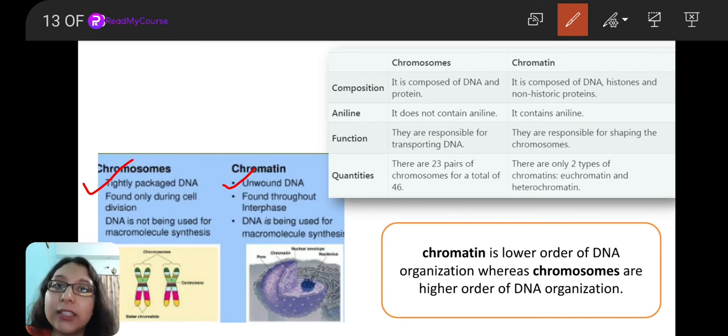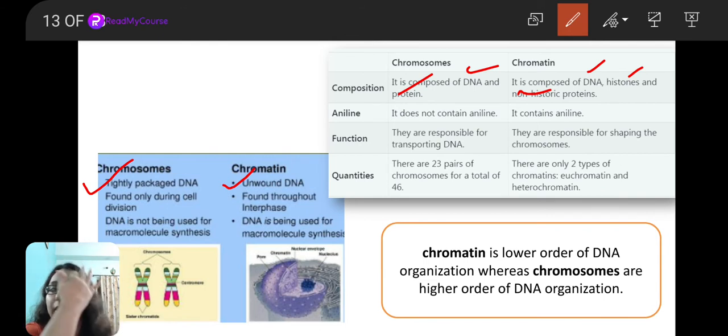Okay. Now what is their composition? Chromatin is basically made up of DNA, it is made up of histones, it is made up of some non-histonic proteins. DNA, histones, non-histonic proteins, that is chromatin. What is chromosome made of? Chromosome is made up of DNA and protein, right? So, one important part, how many pairs of chromosomes are present in a cell, or how many pairs of chromosomes are present in a nucleus? It is 23 pairs. So 23 pairs means 46. So 46 or 23 pairs of chromosomes are present.